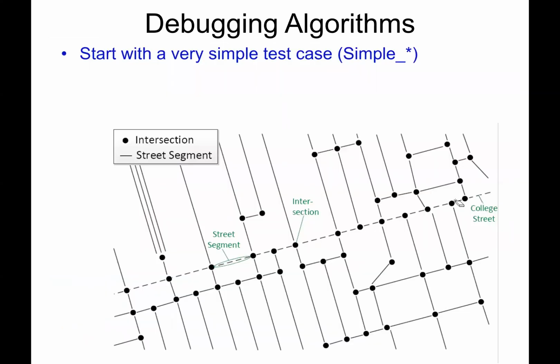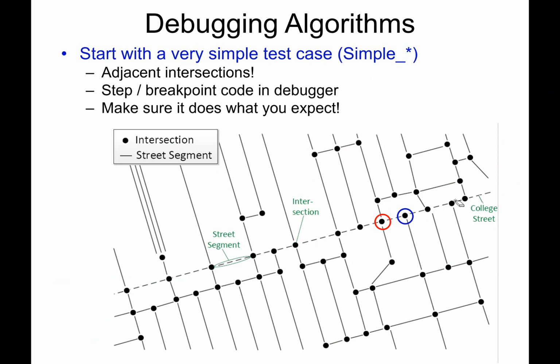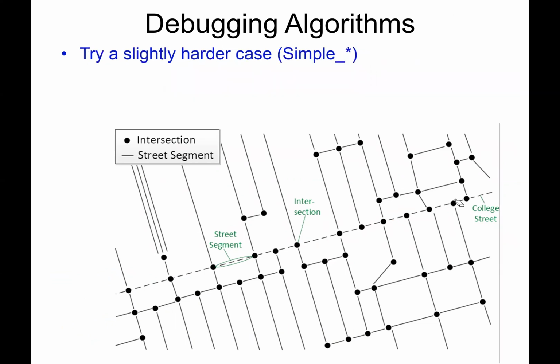Okay, so this is just highlighting why those simple cases are easier to debug. They're basically intersections that are right beside each other, or maybe sometimes two intersections away. So you can just watch those run in the debugger. You know exactly what should happen, so you can see if that happens or not.